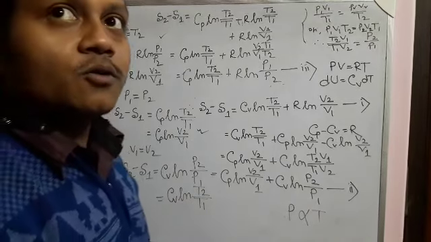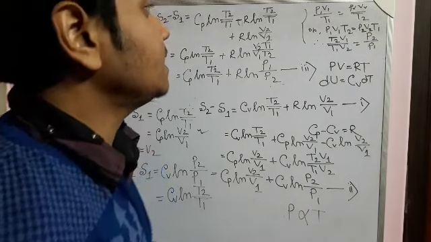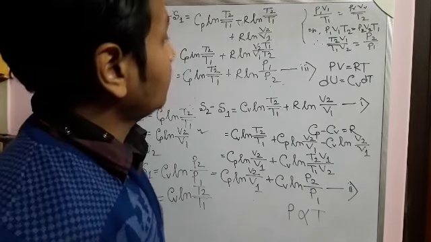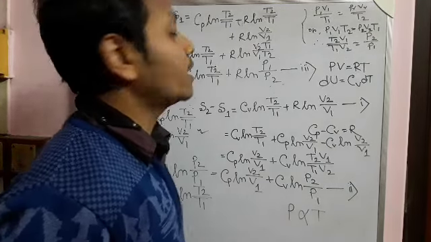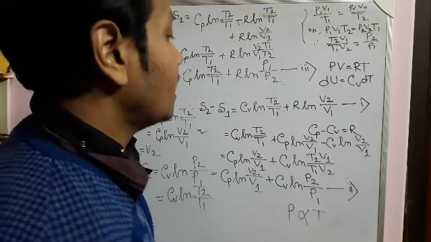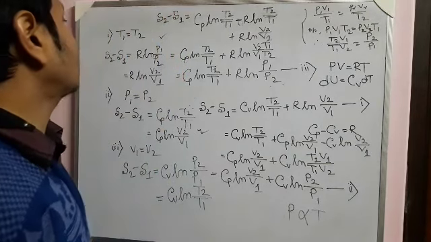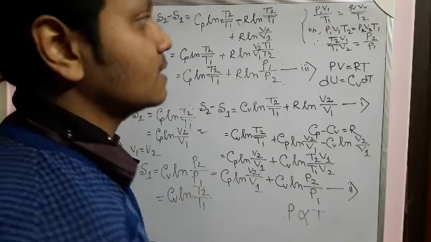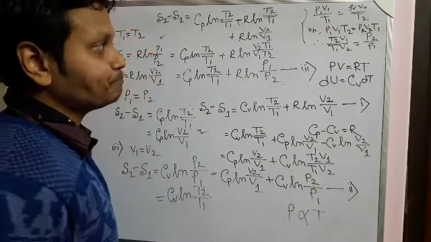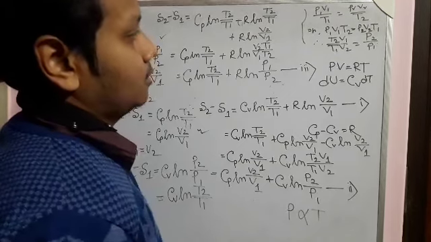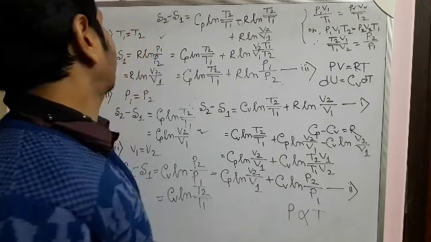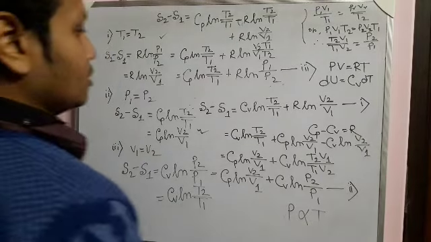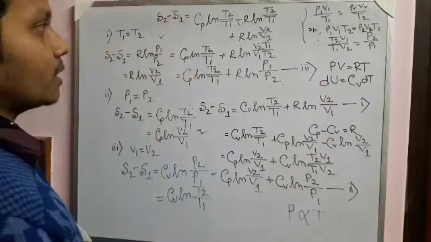So you can see that we can easily express the change in entropy in terms of different thermodynamic variables, and we also find the change in entropy for different thermodynamic processes, and it agrees with the natural expressions. So that is the change in entropy for a perfect gas.